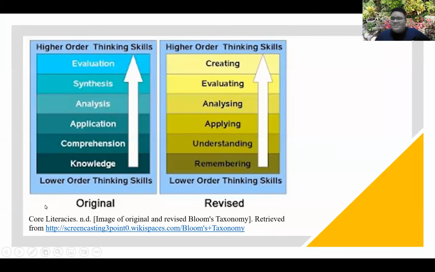Okay. Now class, this is the revised. Look at the revised. So remembering for knowledge. For the comprehension, it is understanding. Apply is still apply. Analysis is still analysis. But if you can notice, class, evaluating is already here. Pagkatapos, class, may na-introduce na bago, which is creating.